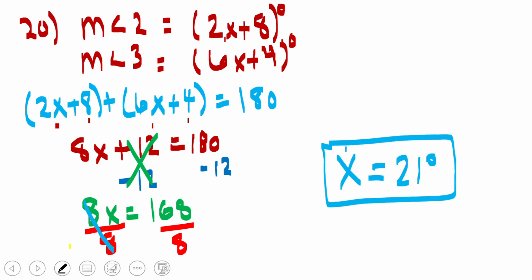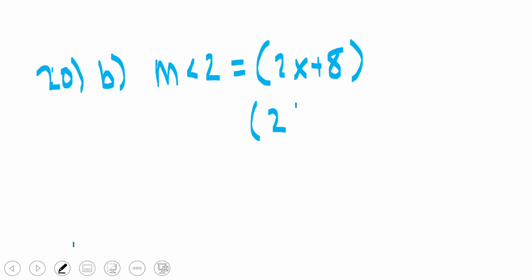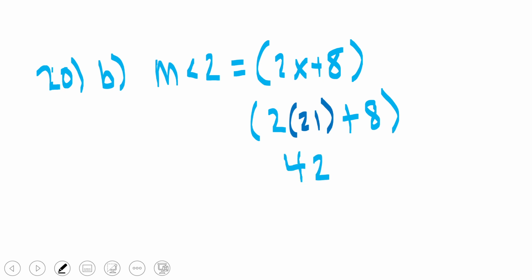Now we substitute in 21 degrees everywhere we see x in measure of angle 2 and measure of angle 3. So for 20b in section 3.1, we have the measure of angle 2 is equal to 2x plus 8 again. So we'll say 2 times 21 plus 8. Yep, 42 plus 8. And the measure of angle 2 is 50 degrees.